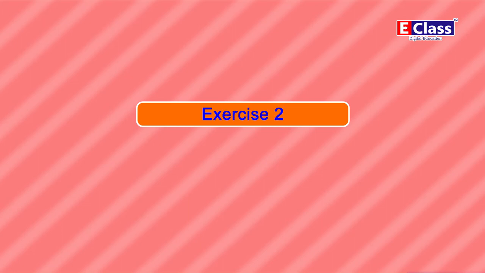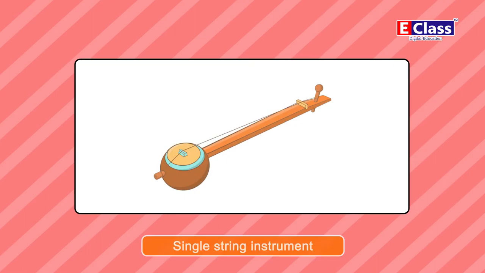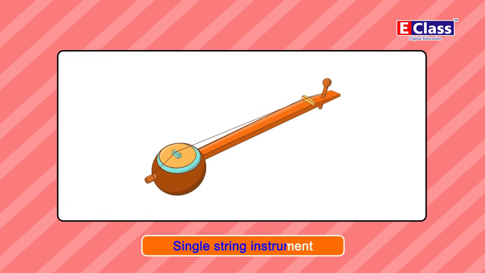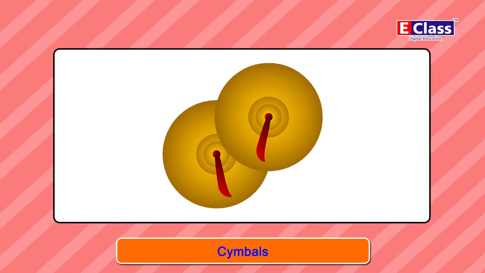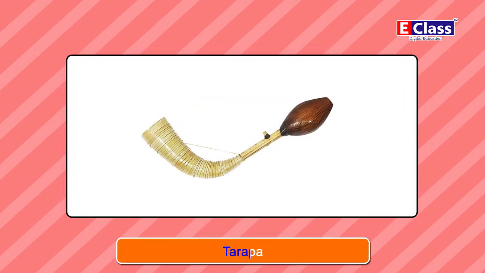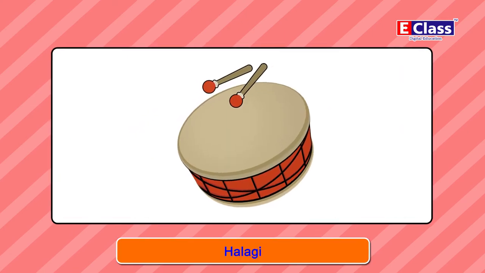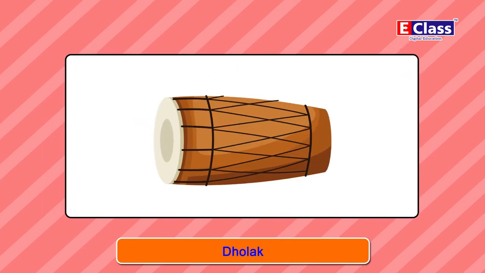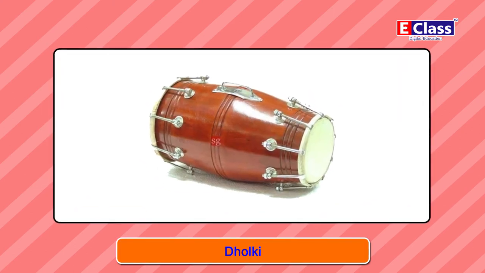Exercise 2. Different musical instruments. Single string instrument. Cymbals. Tarapa. Halagi. Dholak. Dholki.